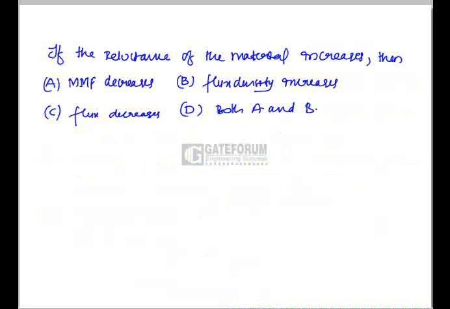The reluctance of the material increases, this is the question he has given. Now what is the relation between reluctance, flux density and MMF? Flux is equal to MMF by reluctance. If reluctance increases, what happens to the flux? Flux is going to decrease.